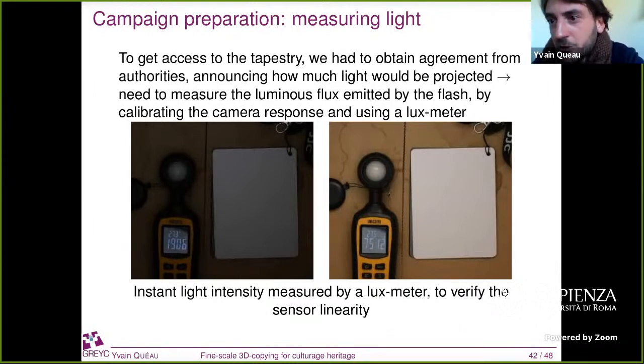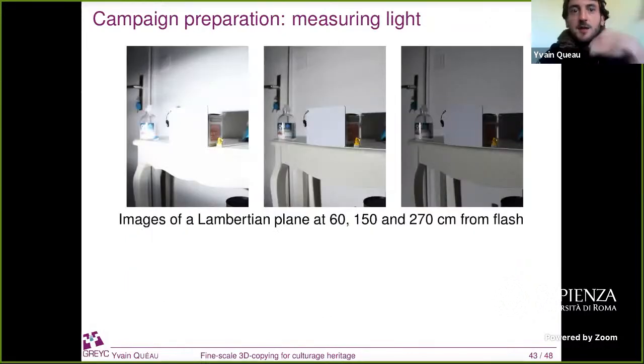Well, no, because the lux meter gives you an instant response of the light quantity, but it does not integrate over time. So we had to actually use the camera as a tool to measure the light intensity. What we've done was measure, in a natural condition, the response of the sensor in terms of gray level and compare it to the response of the lux meter. This way we could verify that the camera response is linear, at least as long as you use the raw images.